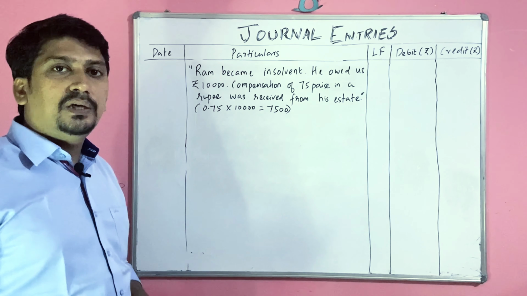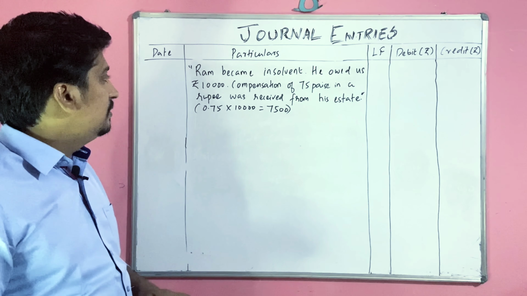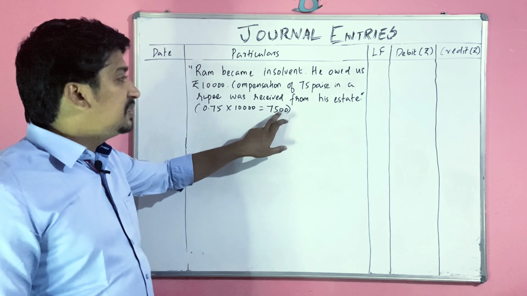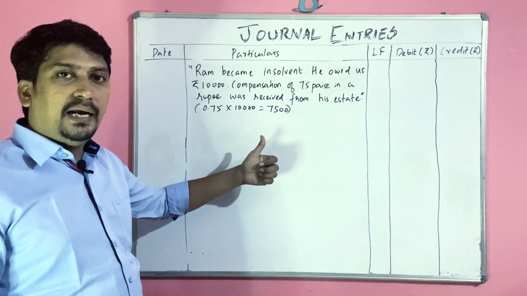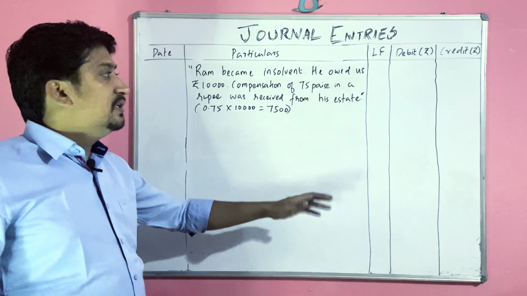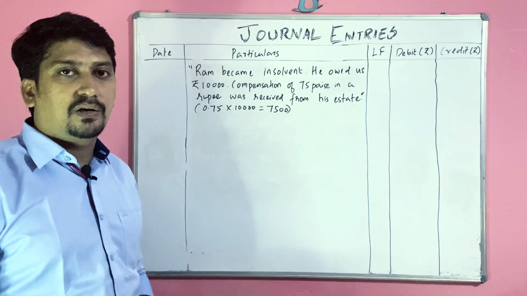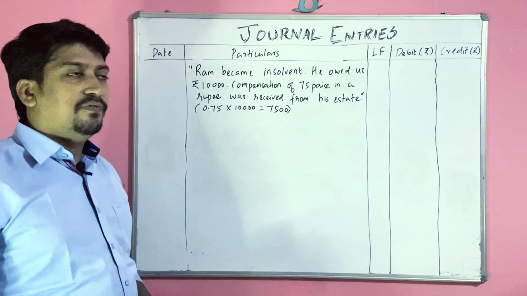Ram has to give us 10,000, so he would have been marked as a debtor in our books. The 7,500 we received from his estate will reduce his account. The remaining 2,500 we mark as a bad debt that we are not going to receive, so we are going to close his account. So that also reduces his account. So both will reduce Ram's account. So let's do the rough work for this one.